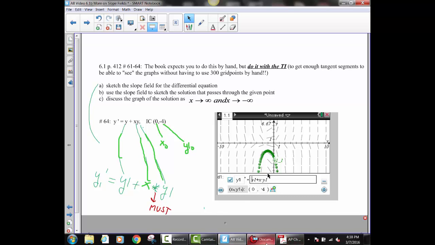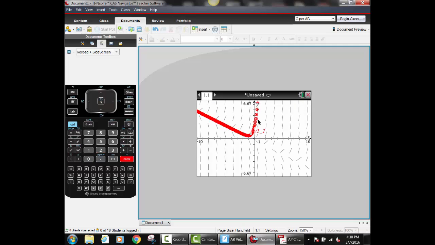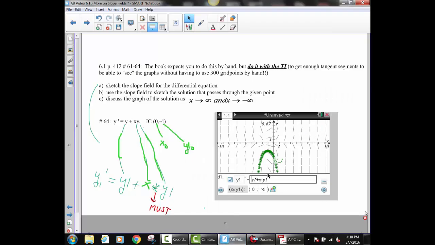Let me actually show you one in action. So let's say we had the differential equation x plus 2y. I'd have to enter that as y1. And let's say I had an initial condition of (0, 2). Okay, press enter. There's your slope field. And there's the point (0, 2) right there. You can see that initial point, and you can see that they've drawn the curve that goes through that slope field. Okay.